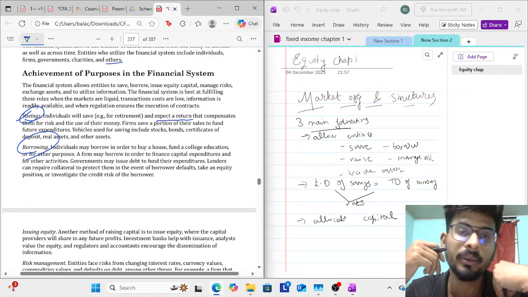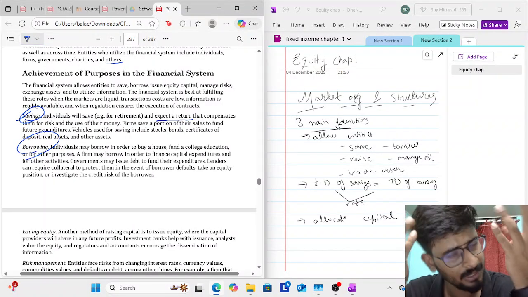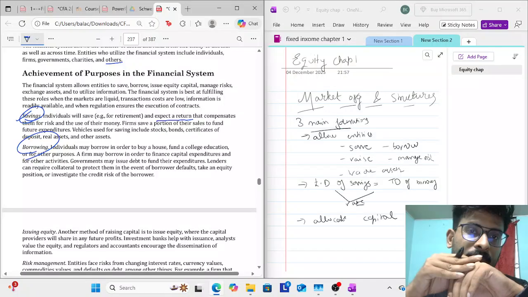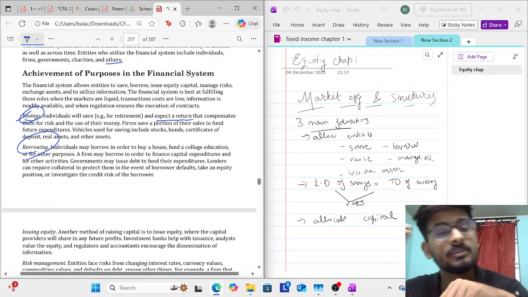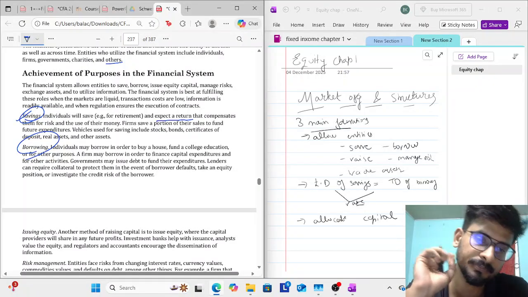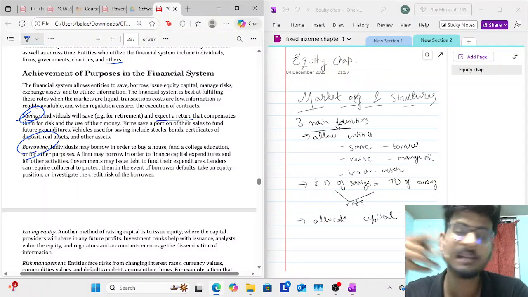Now everyone is borrowing: individual, firm, government. Lenders may ask for collateral also. Lenders need security, right? They may take an equity position or investigate the credit risk of the borrower. Simple. Individual borrows, firm borrows, government borrows. Now lenders can ask for collateral.